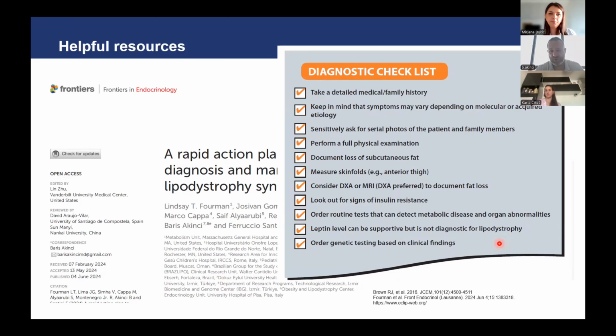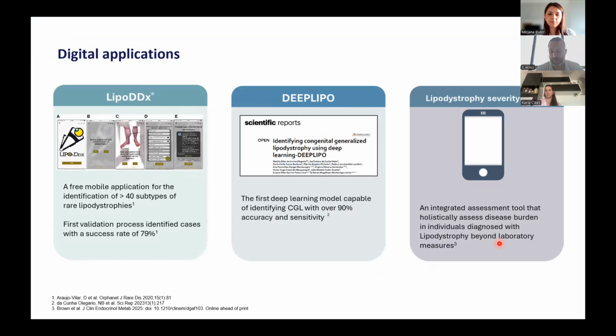And there are additional things. There are several groups in different parts of the world trying to improve the diagnosis of lipodystrophy. One tool is a mobile application from Spain. Dr. Araujo developed it. It's very helpful. It's free. You can just download it. So it will help you to distinguish between different lipodystrophy subtypes.